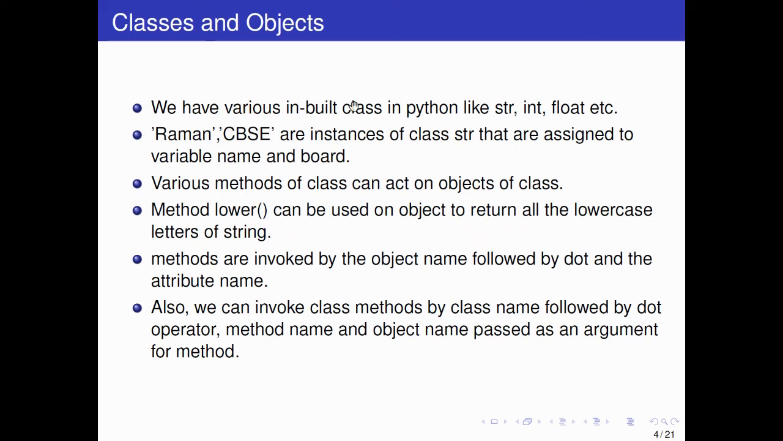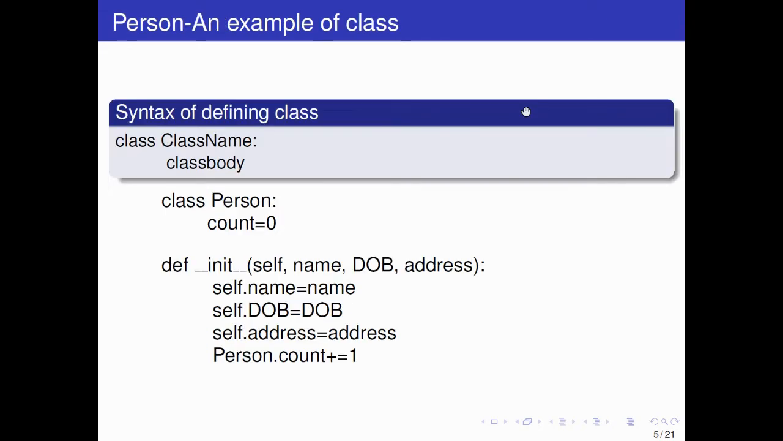So we have some built-in classes, right? So class is also like a type of object. Okay. So like string, int, float, these are also classes. So here we have seen the syntax of defining a class. So we write class, the class name, then the body of the class.